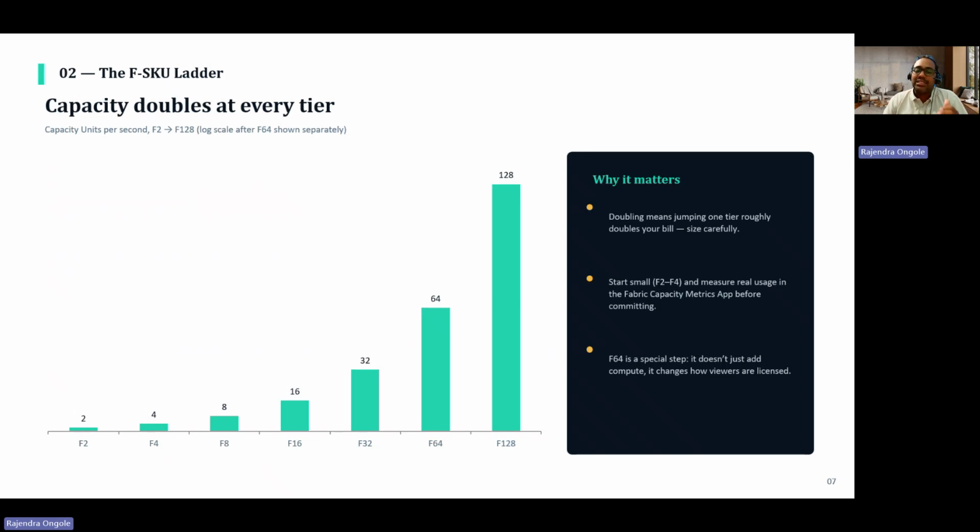F64 has a special step here because it doesn't require any additional viewer license. That's what we discussed in the earlier slide. So it changes how the end user stakeholders do not require any license. They can consume your reports or whatever workloads that we are going to share with the customers.